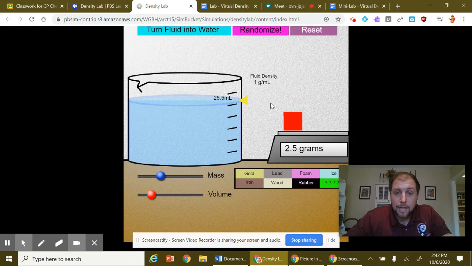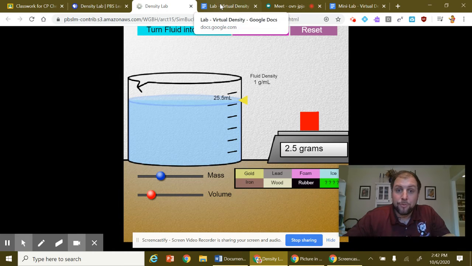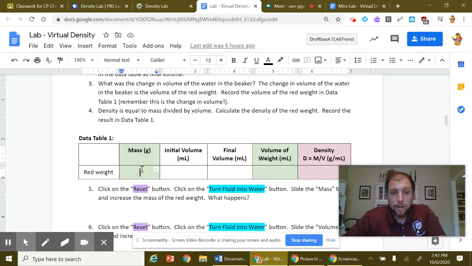When I open up this lab, I just take the mass out of the water where it's sitting and drop it on the scale. It says that it's 2.5 grams, and so I record that value. I record 2.5 grams. Good.